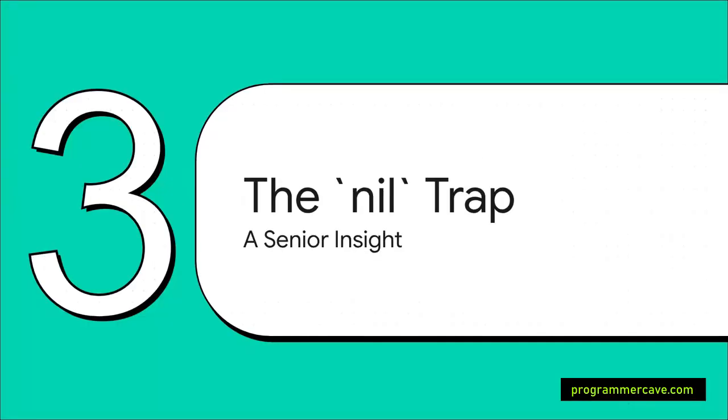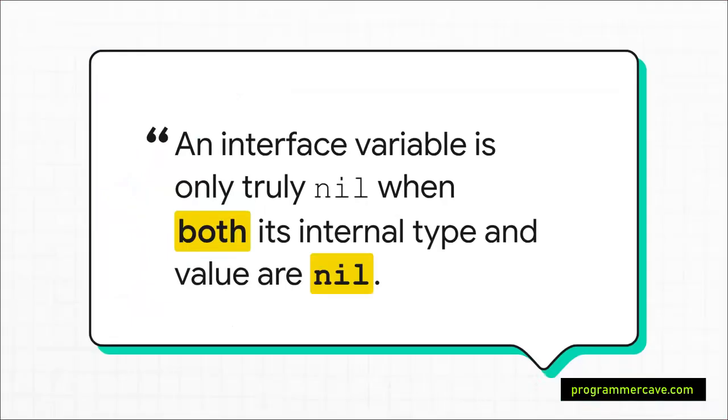All right, buckle up, because we're about to get into a concept that really separates junior and senior Go developers. This is a classic gotcha that comes up in technical interviews all the time, because it tests if you really understand how interfaces work under the hood. This one sentence right here is the key to everything. You have to remember that an interface variable isn't just one thing. It's a two-part structure. And for that whole structure to be equal to nil, both of those internal parts have to be empty.